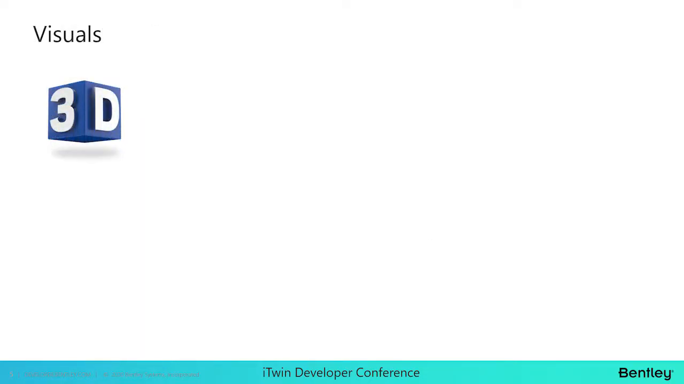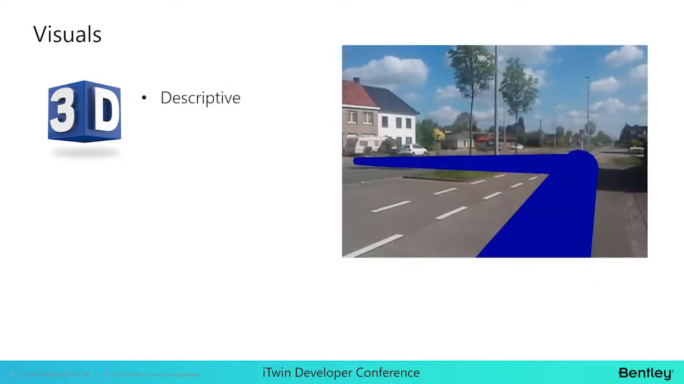On the visual side, it's very important that the visuals you present in augmented reality are descriptive. It is not hard with the current tools to put something in augmented reality. The question is whether it will communicate the message that you're trying to convey to the user, or it will deliver the information they need to access in that particular instance in the way that works for them.